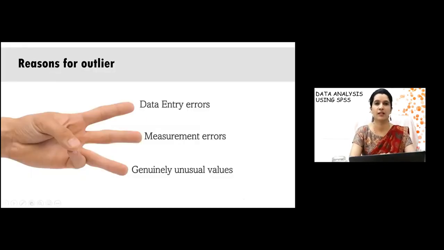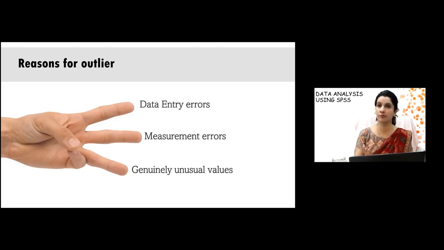So now there are various reasons for outliers. Basically there are 3 reasons: there can be a data entry error, there can be a measurement error, or this can be a genuinely unusual value. There are ways to handle this outlier. Data entry error means you have given your hard copy to someone, and by mistake he has entered abnormally large or abnormally low values.